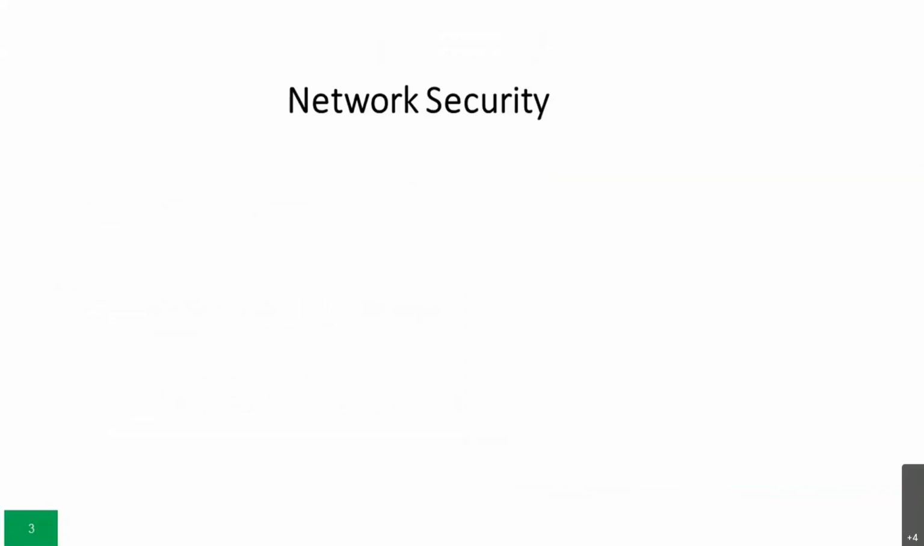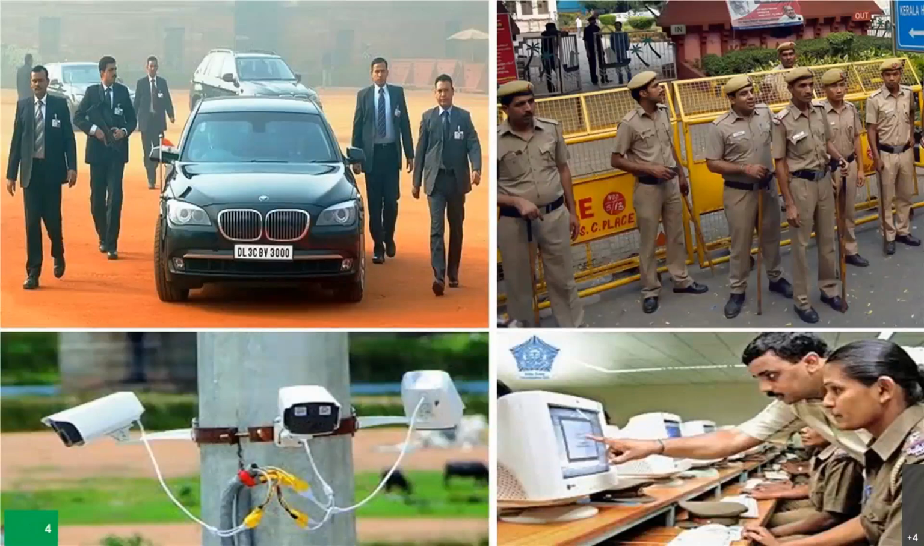Now we need to understand about the network security. Here you can see the four views of the security. Here are some surveillance cameras. They are used for the security. And here is police in front of any minister's house, providing the security for any ministers or CM or PM. These are all four views for the security.